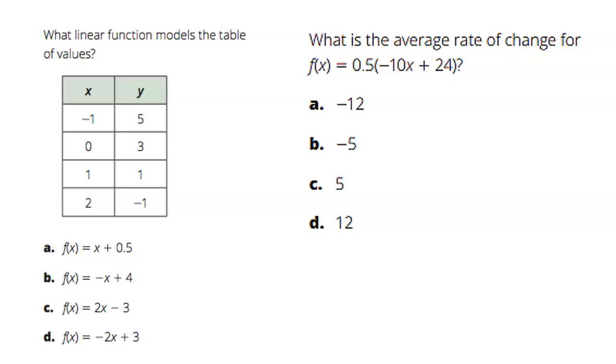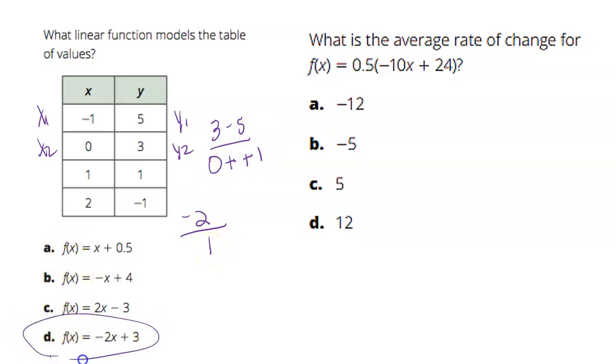So if we go ahead and find the slope here, we can say x1 and x2, y1 and y2. So y2 minus y1 over x2 minus x1. So 3 minus 5 is negative 2, and 0 minus negative 1 is positive 1. So I need a slope of negative 2. And if I look down through here, D is the only option.